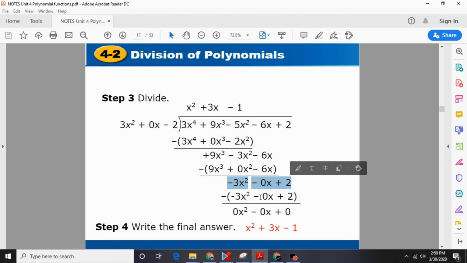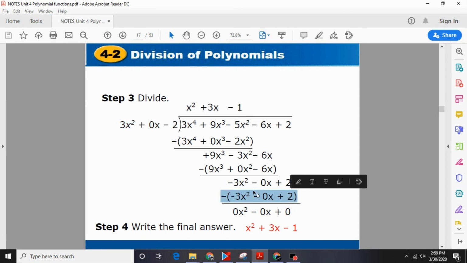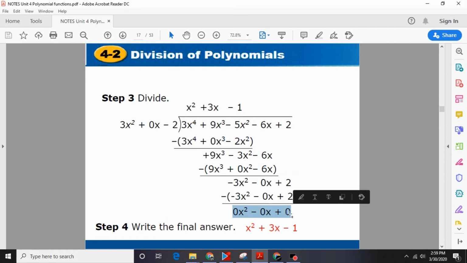And so then we have this expression, 3x squared times what's negative 3x squared. That's a negative 1. Distribute across this function, you get negative 3 minus 0x plus 2, then subtract, and then what we end up with is 0, 0, 0. And so then that's going to be our final answer, which is x squared plus 3x minus 1.